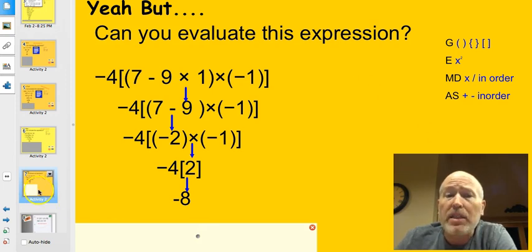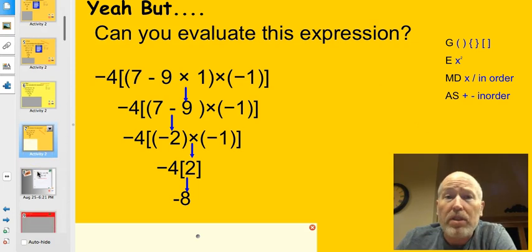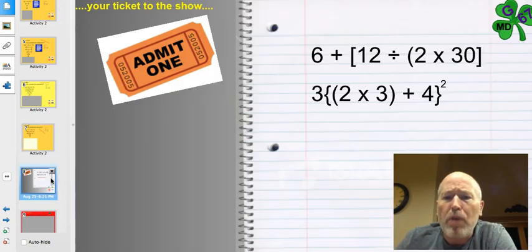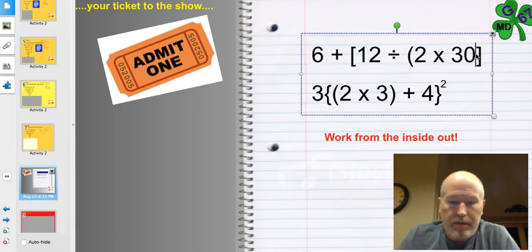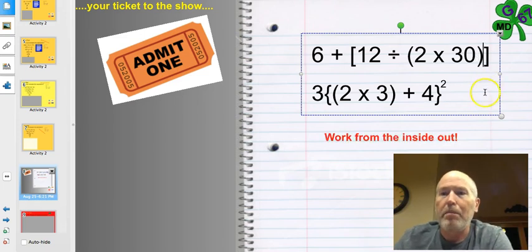We're going to practice lots of these in class, but I want to give you some exposure to it in that first try or that first look by yourself. Here are the ticket to the show problems. Remember, work from the inside out with the different brackets. I can see I forgot a bracket here. Fix that real quick. There we go.